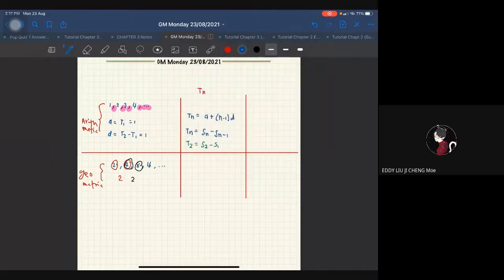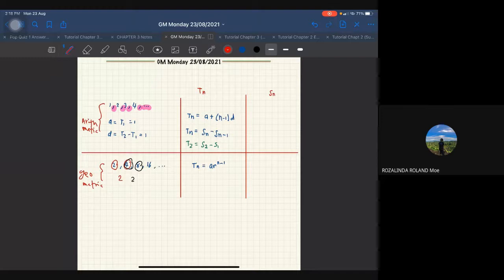Okay, so sekarang kita pergi Tn untuk geometrik pula. So kalau untuk geometrik, dia punya formula of Tn is a r to the power of n minus 1. Okay, good. Alright. So formula dia senang je. Dia adalah a darab r power of n minus 1. Okay, that's it. Okay, so untuk Sn pula.